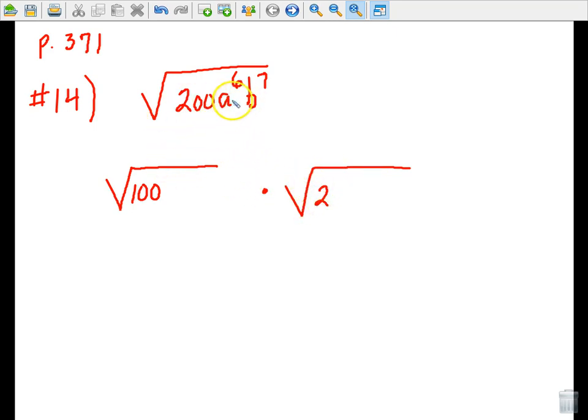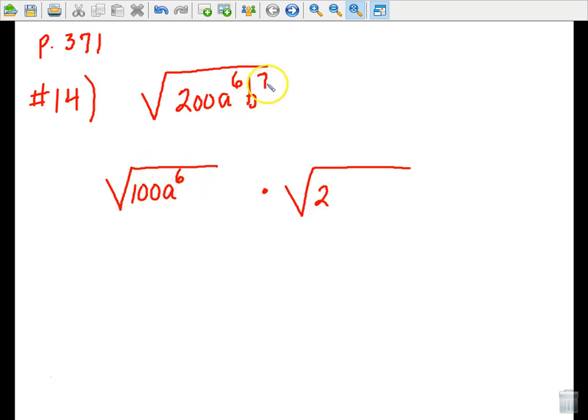Okay, so let's take a look at the variable a. It's being raised to the 6th power. Well, in class today we said that if you can take this index, which we understand is a 2, it's invisible, since it's a square root, there's an invisible 2 here. And 2 does divide into 6 evenly, so that means a to the 6 would be called a perfect square variable. And we'll talk in just a minute how we simplify that.